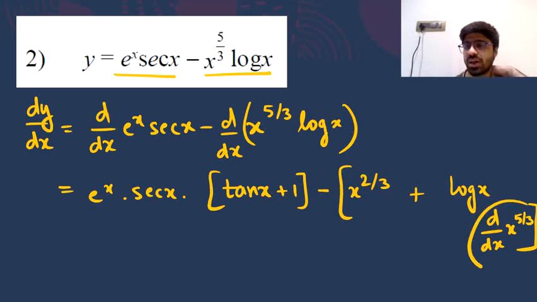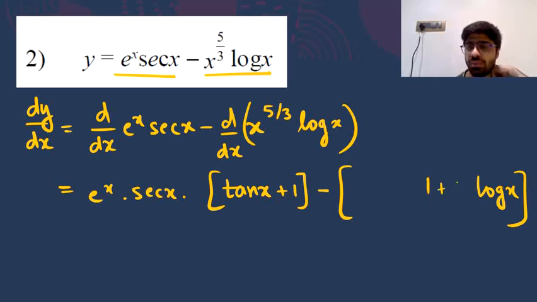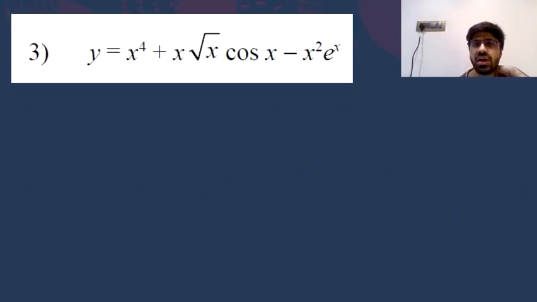Plus we have log x, and that needs to be multiplied with the derivative of this. So we have 5 by 3 into x power 5 by 3 minus 1, that is x power 2 by 3. If you want, you can still pull out x power 2 by 3 common, and that will leave you with 1 plus 5 by 3 log x. So we have pulled out x power 2 by 3 common from here, and this is the final expression of dy by dx for the second question. Going ahead with the third one.